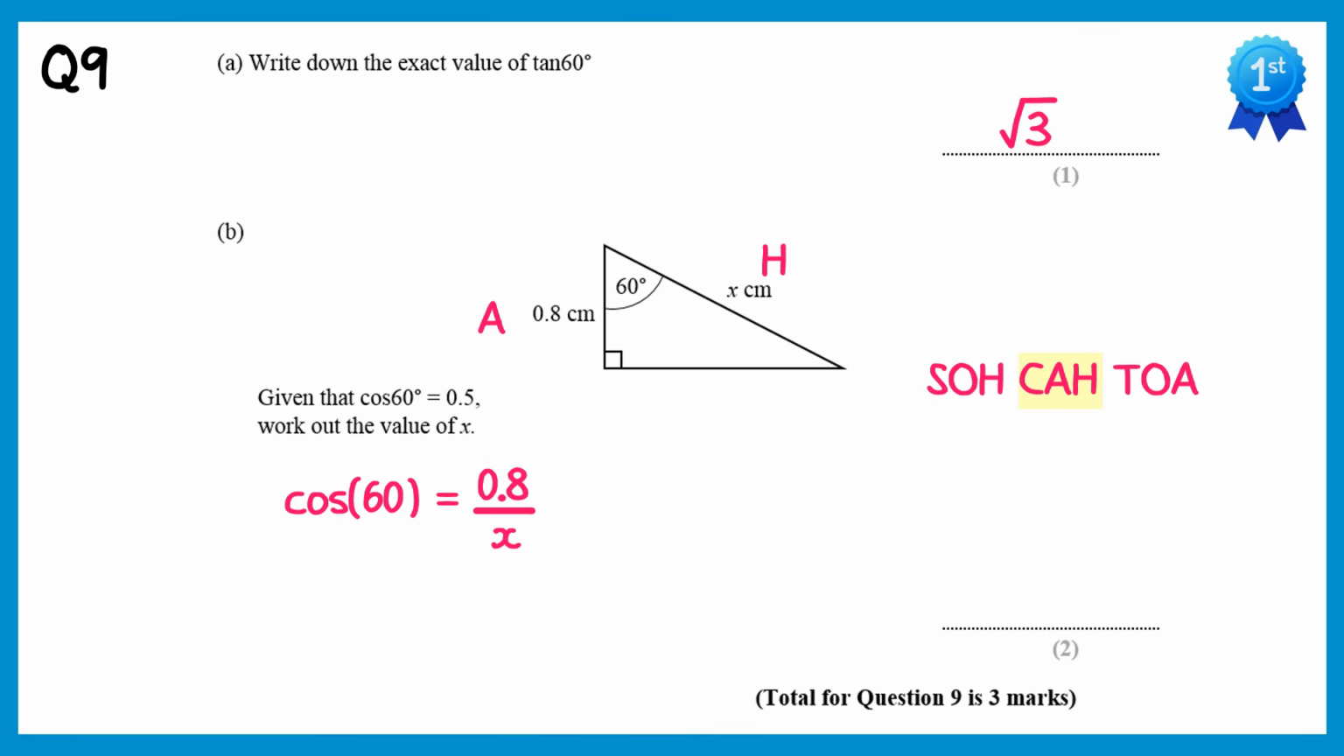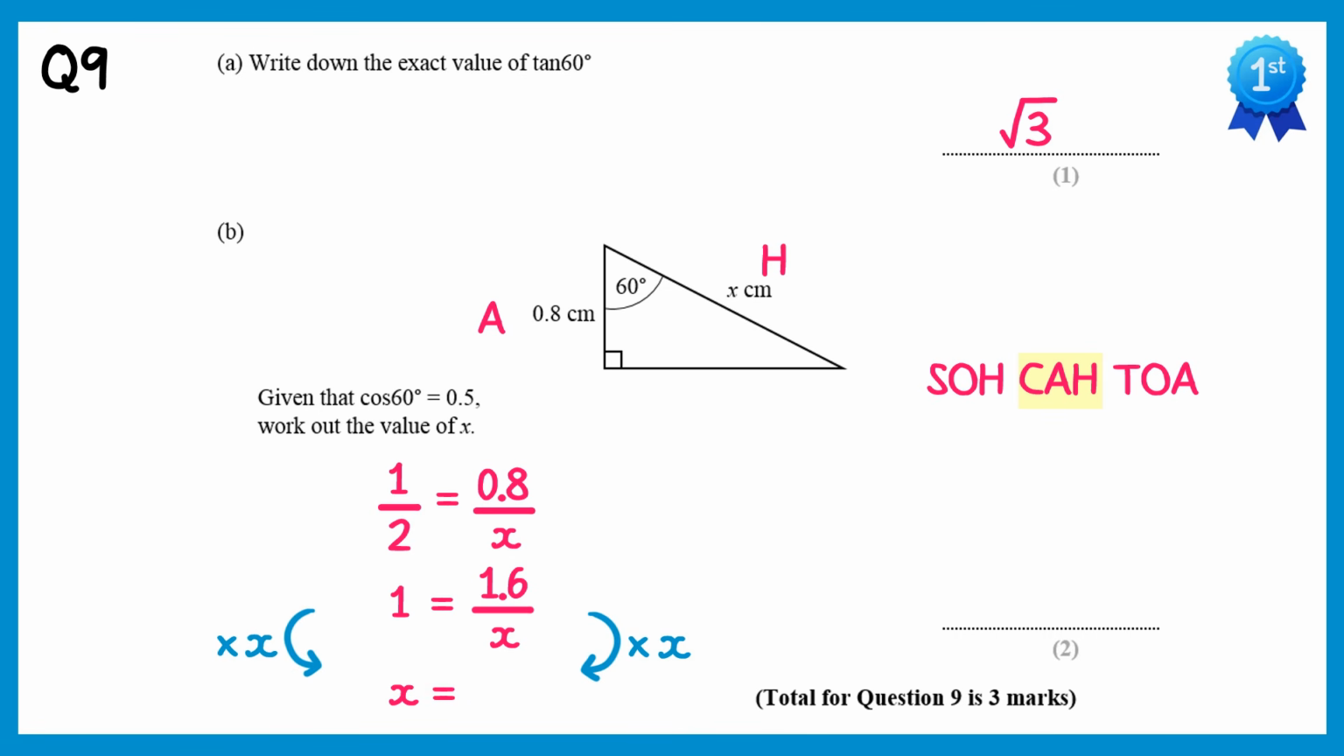We are told in the question though that cos 60 is a half, so if we replace the cos 60 with a half, we have an equation to solve. If you multiply both sides by 2, that will clear up the half. 2 times 1/2 is just 1. If you times the right hand side by 2, you get 1.6 divided by x. If you now times both sides by x, you'll get x on the left, and the x on the right will cancel, so it's 1.6. So x equals 1.6.